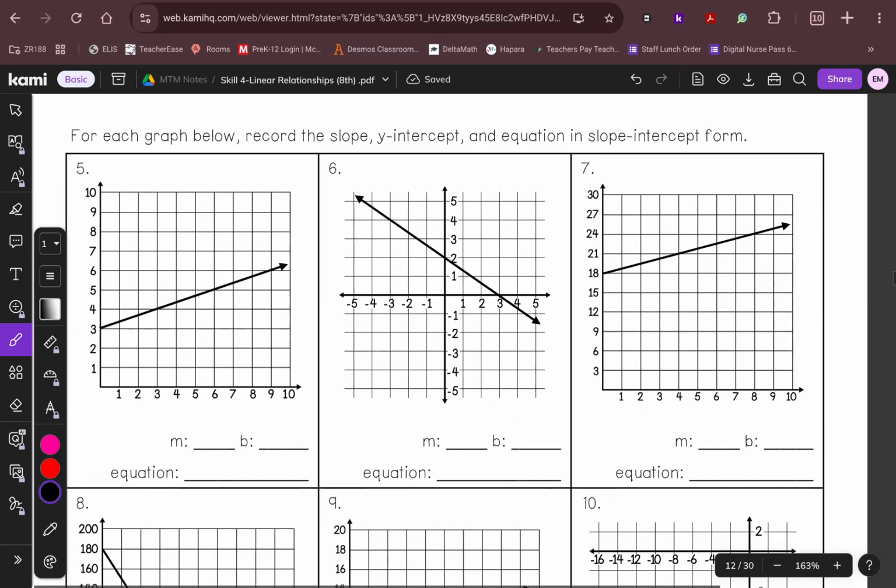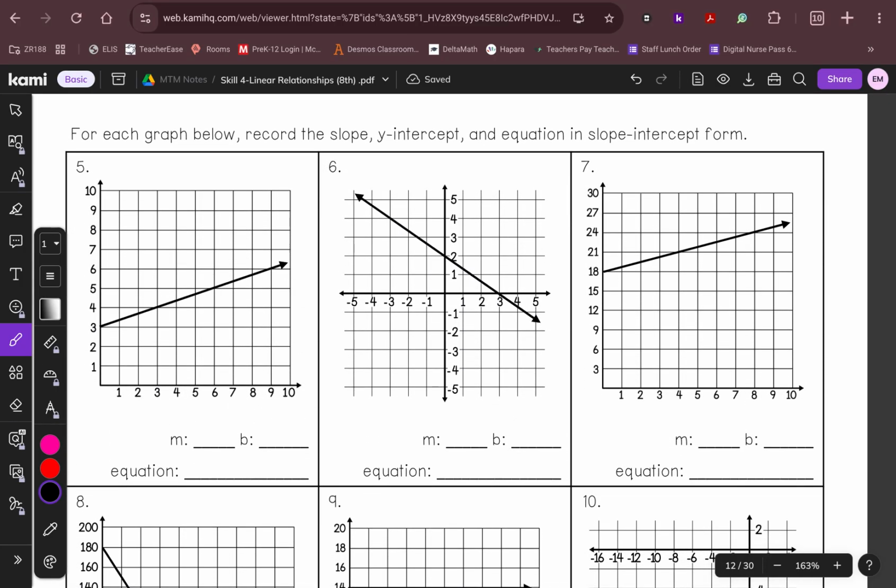So, moving on to number 5, that's on the back of the front page of Student Handout 3. For each graph below, record the slope, y-intercept, and equation in slope-intercept form.